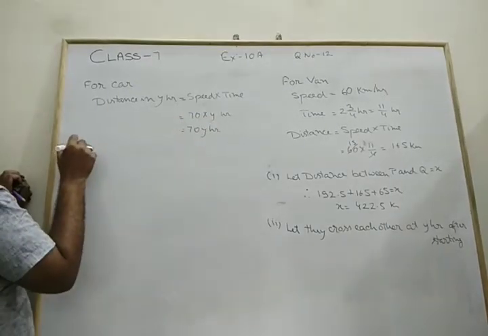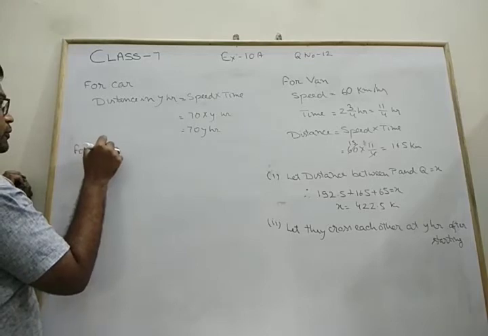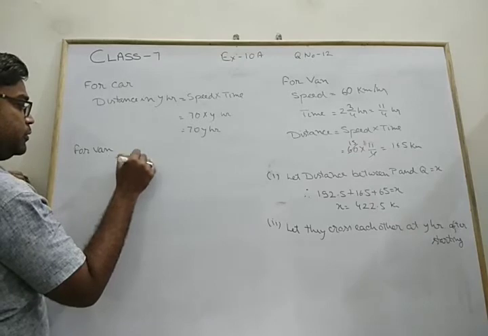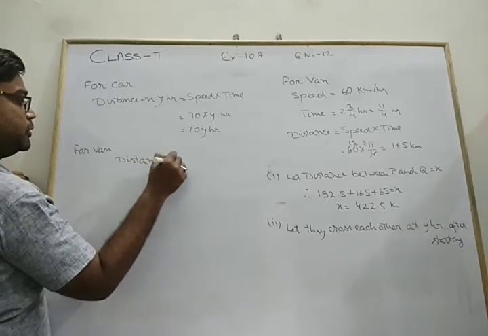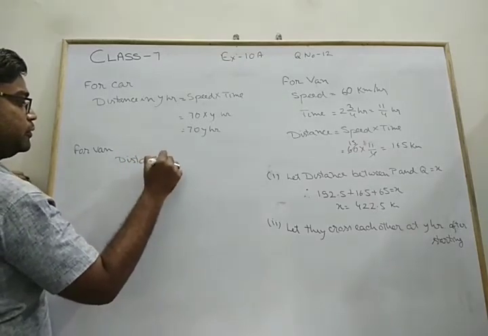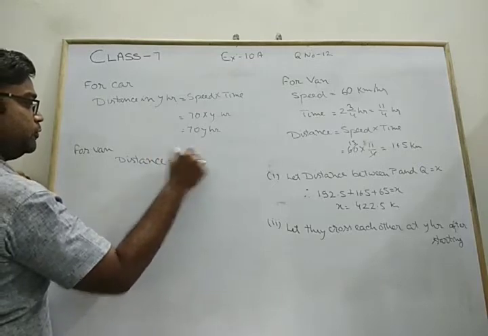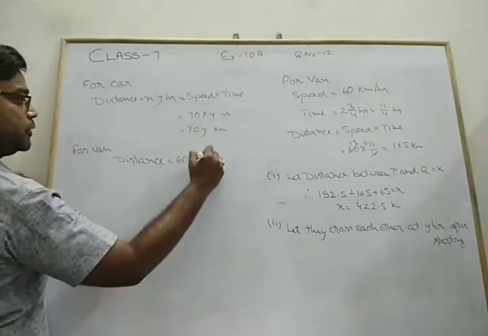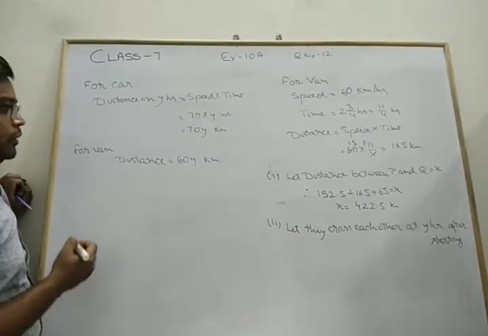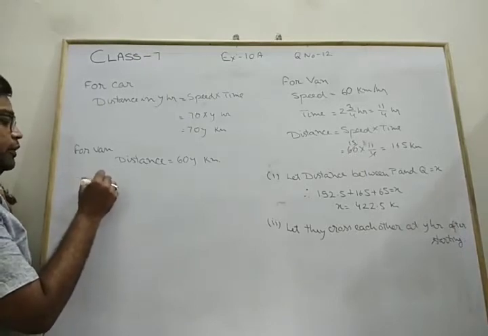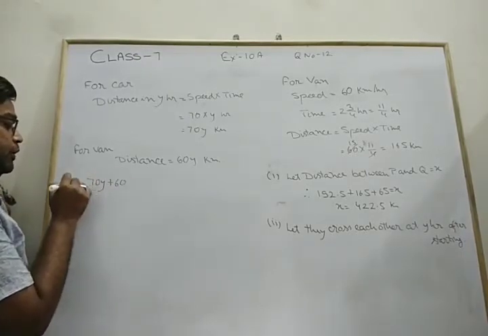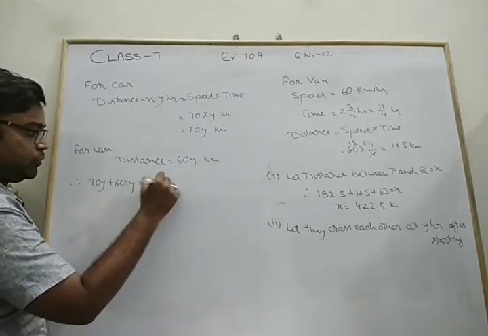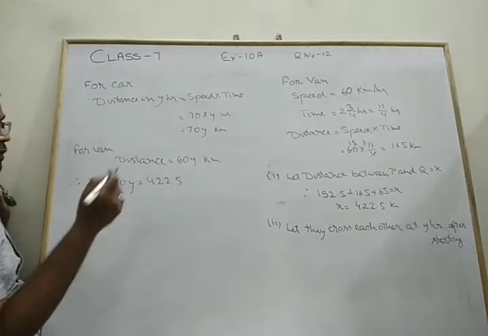And for the van, distance, I am writing it short, distance equals 60y. It's in kilometers, 60y kilometers. So according to the question, 70y plus 60y equals the total distance, 422.5. When we solve, we have the value of y, that is the time.